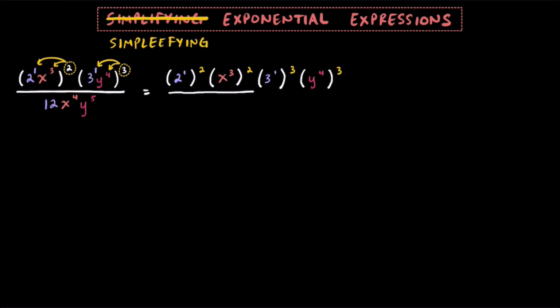We haven't touched the denominator, so I'm just going to draw the fraction bar and copy down what we have in there. That's going to be this 12 x to the fourth power here, and then y to the fifth power. Keep in mind we didn't do anything with those yet.